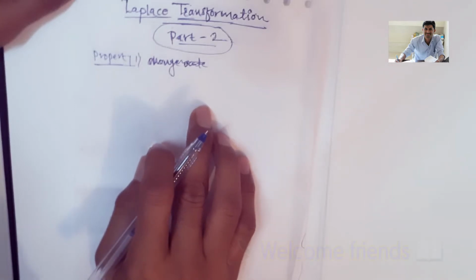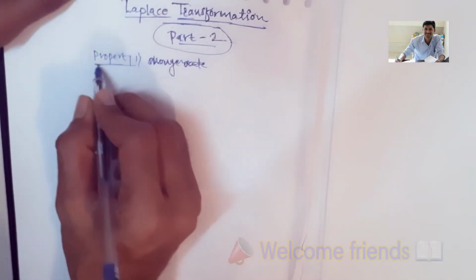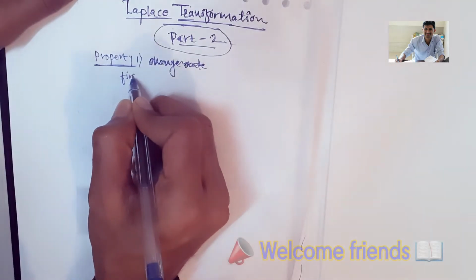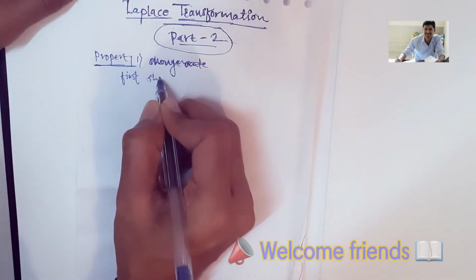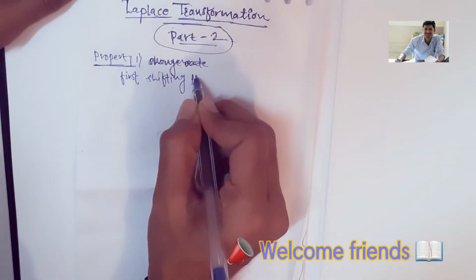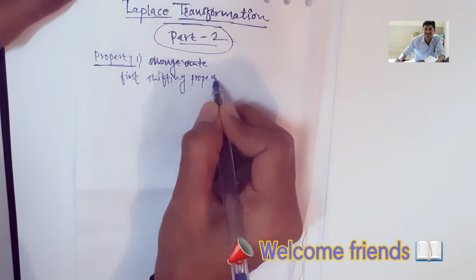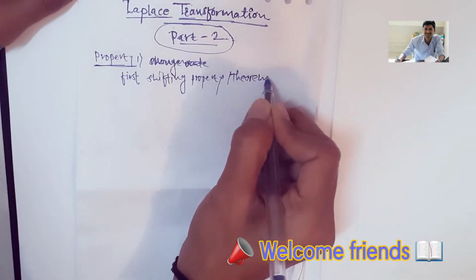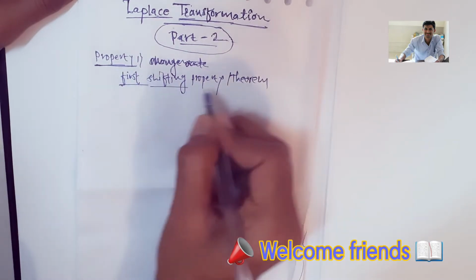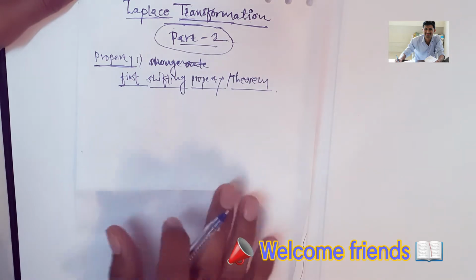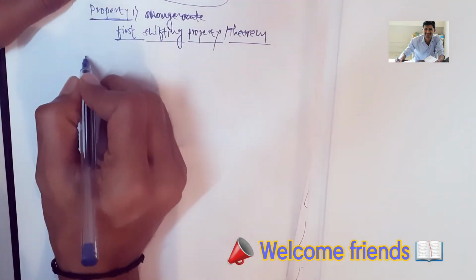In this video, we learn property number 1, called the first shifting property or theorem. So what is this property? Define the statement.